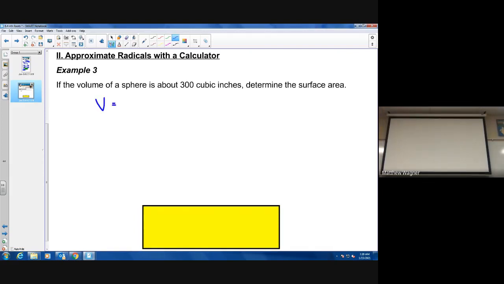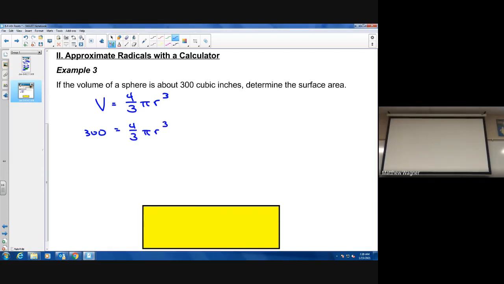First things first on this question, we're going to need the volume of a sphere. Does anyone remember volume of a sphere? Anyone? Mr. Shibusky would be so disappointed in you. All right. 4/3 pi r cubed is the volume of a sphere. So in this case, the volume of a sphere is about 300 cubic inches. Determine the surface area.